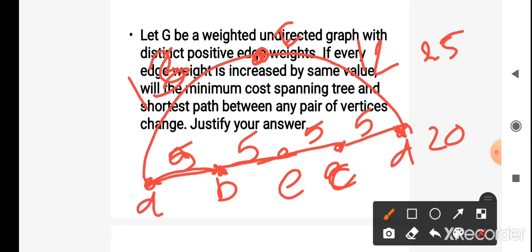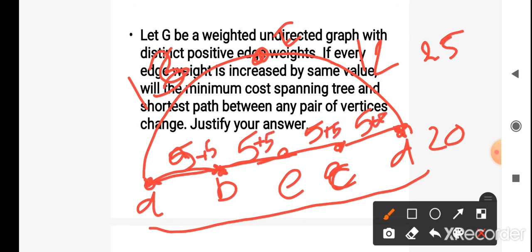So which is the shortest path? Here this is the shortest path, 20. Now we increase by the same value. Suppose each edge is increased by 5. So now it is +5 +5 +5 +5. So the total values will be 10, 10, 10, 10. Total value is now 40 here.